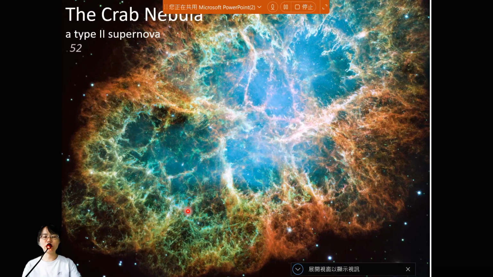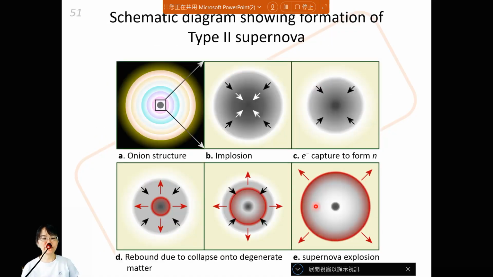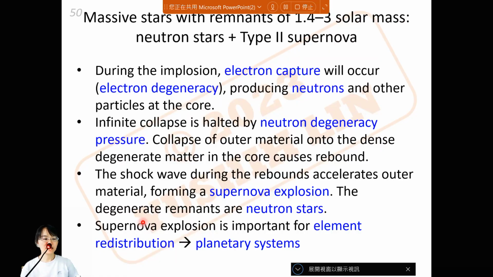And then that's one of the most famous supernova explosions, the Crab Nebula. So it was even observed by some old Chinese astronomer. When this happens, what really happened is this shockwave helped to redistribute elements to the universe.